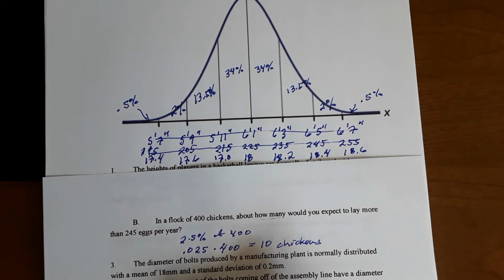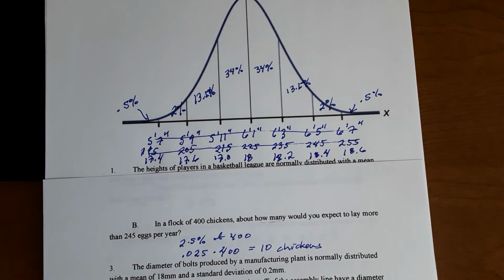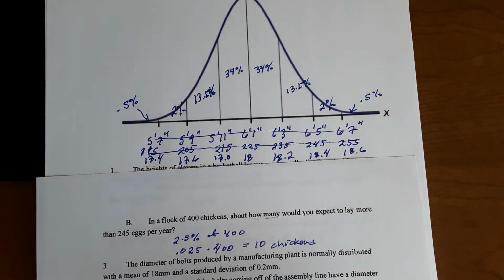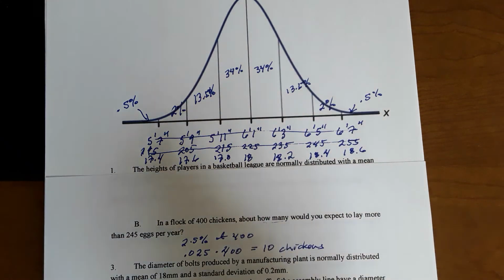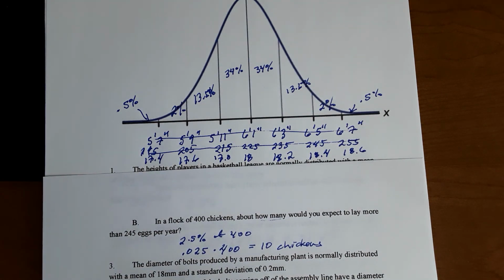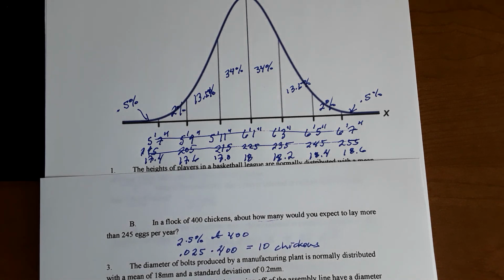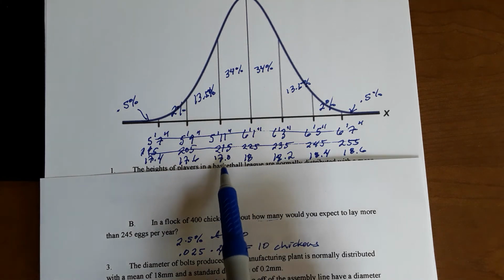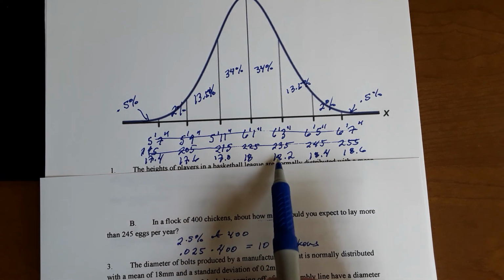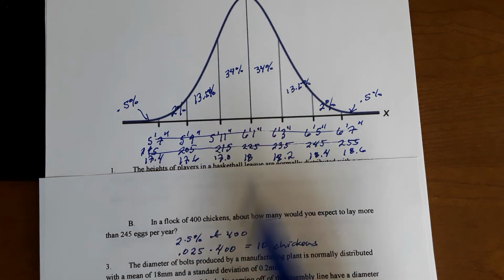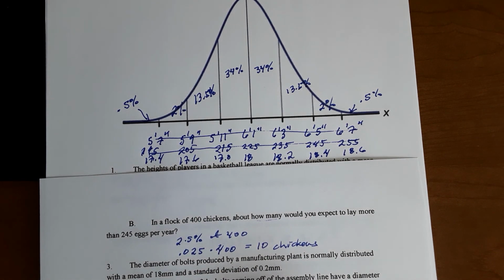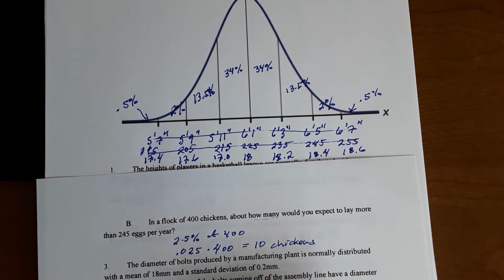We're at 2.5%. You'll notice that as you're doing these, a lot of the same answers come up quite a bit because you only have so many combinations of adding things together. So you'll see 2.5, you'll see 16, 34, 68, those sort of things. And then about what percent have a diameter between 17.8 and 18.2? So we've got 17.8 to 18.2. We add those percentages up and we get 68%.